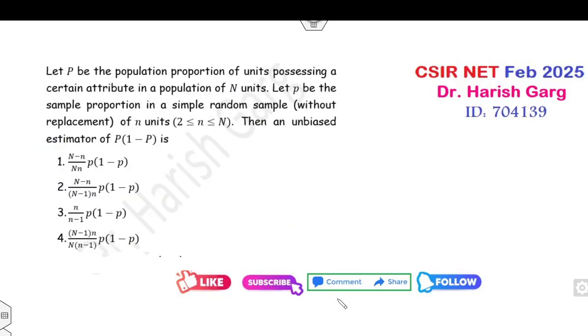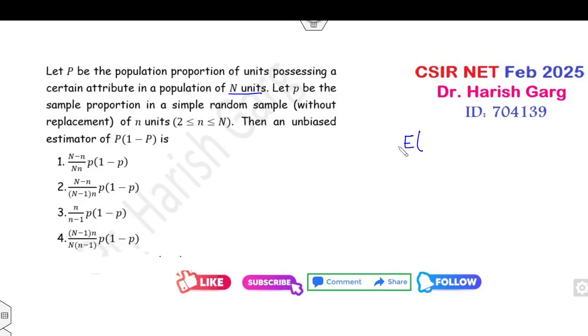Okay, look at this another one. P is the population proportion of the units following a certain attribute, of size N units. Small p is my sample proportion of the n units. Fine. That means it is a proportion. So which kind of distribution does it follow? It always follows the hypergeometric distribution. But we don't need the hypergeometric distribution. Our target is to find the unbiased estimator. First of all, what is the unbiased estimator?